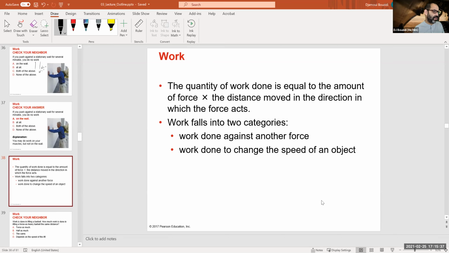So there are two kinds of work. You can do work against something, or you can have something do work against you. One of the two things. Okay. So those are really the key things here.